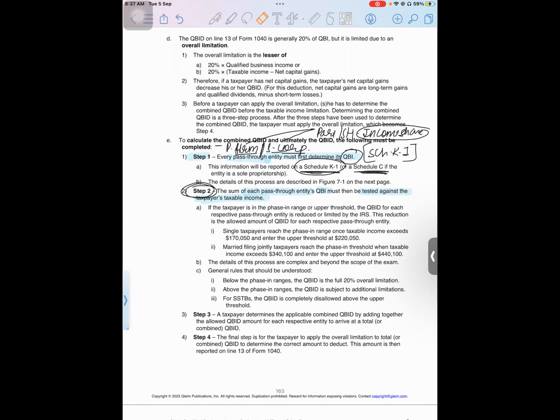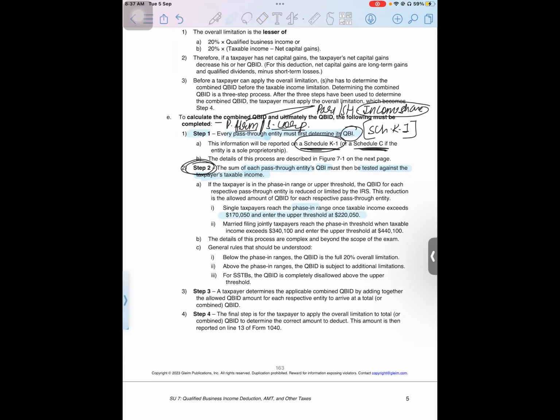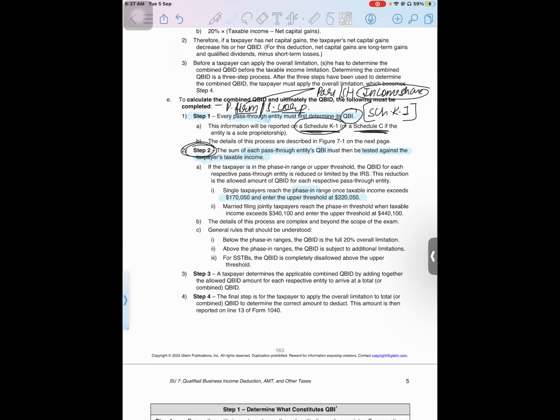Step 2 mentions how you are going to check the phase-in range. In this case, the phase-in range we did was related to a single filer. Just multiply it by 2 and remember the MFJ limit. Just remember the lower limit, 170,050, or just multiply by 2. You have to remember just one limit, 170,050. Add 50,000 to make it the upper limit, multiply it by 2 to make it the MFJ limit. The details of this process are complex and beyond the scope of the exam.